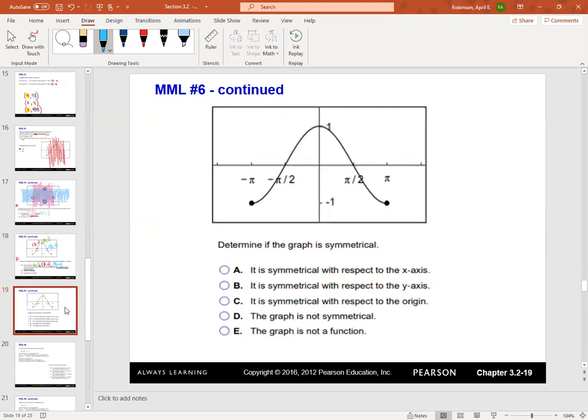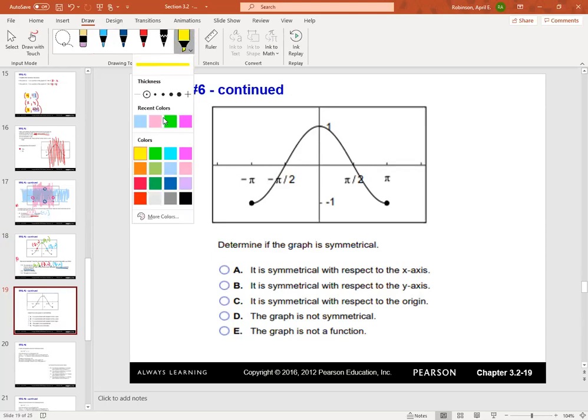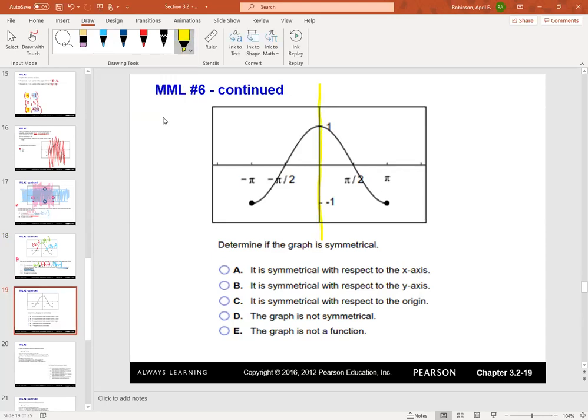And then comes part C, which was determine if the graph is symmetrical. You just have to look at it and see, is there a point where I could fold this graph in half where the right side would meet the left side. And yes, indeed, there is. That line would be right here.